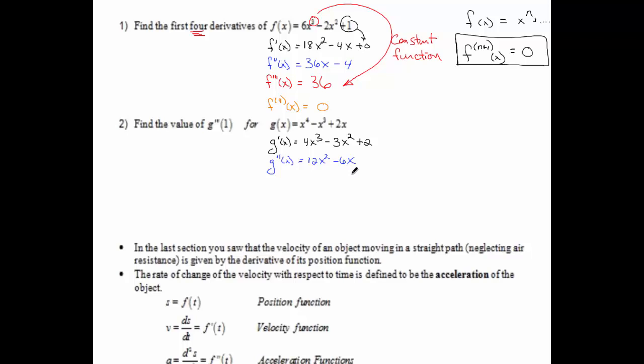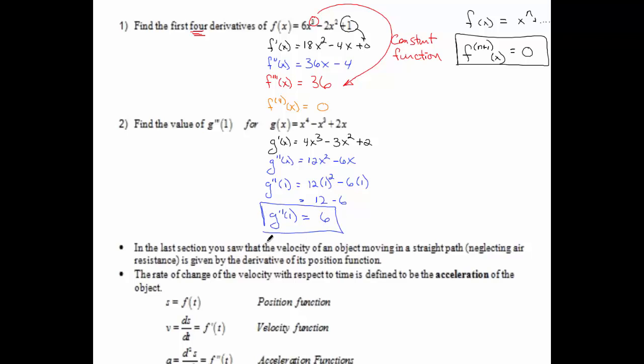At that point, we have to remember that that is our second derivative. So now if we need to do g double prime of 1, just like any function notation, we plug in 1 anywhere we see x. So it becomes 12 times 1 squared minus 6 times 1, or 12 minus 6, which works out to be 6. So g double prime of 1 is 6.